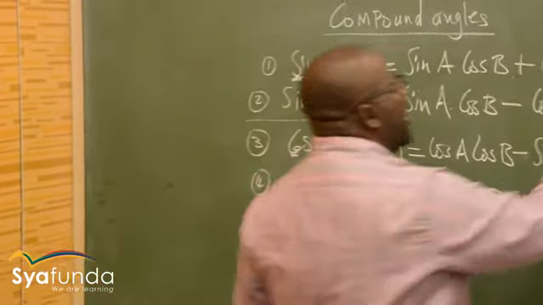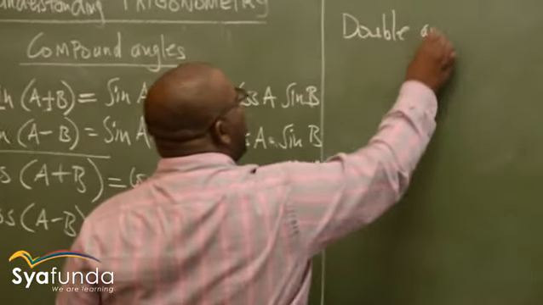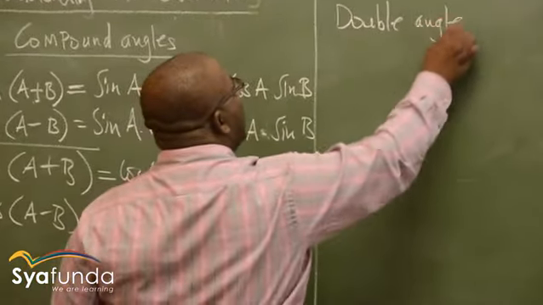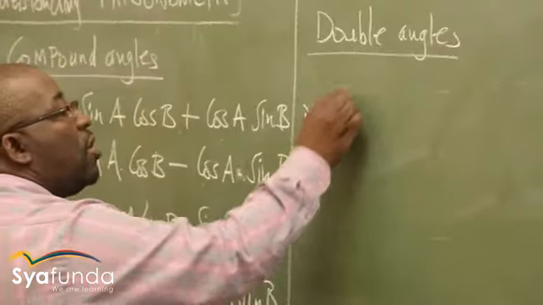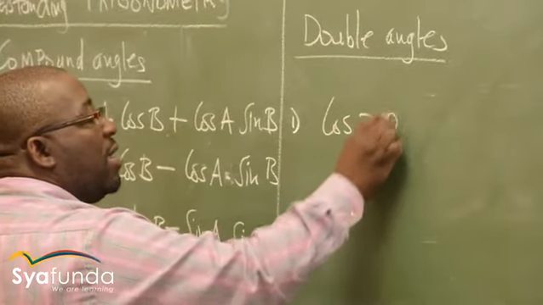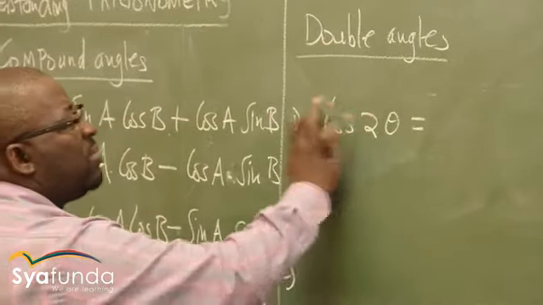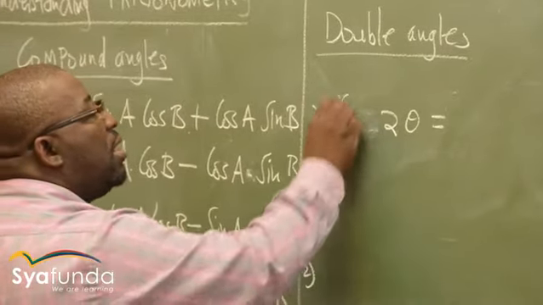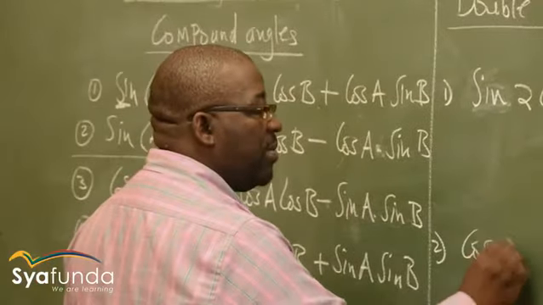Let's move on to double angles. Fortunately for us, there are only two double angles that we're dealing with. One is for sine, and the second is for cos. Let's start with the sine one. Number one, sine of a double angle. Sine is much easier. Number two, let's do cos of a double angle, cos 2 theta.